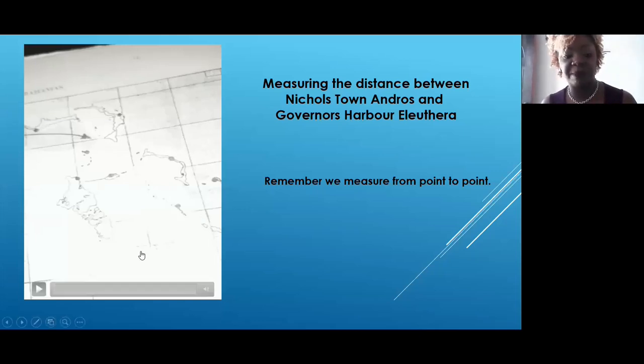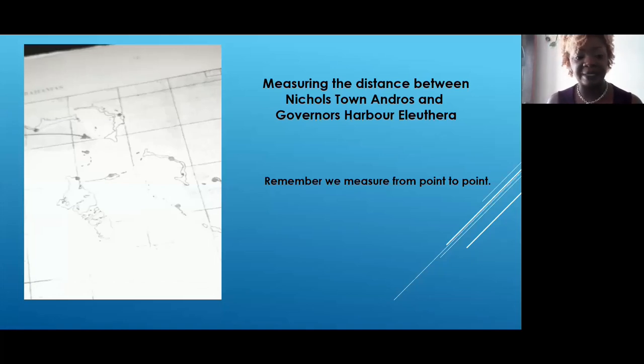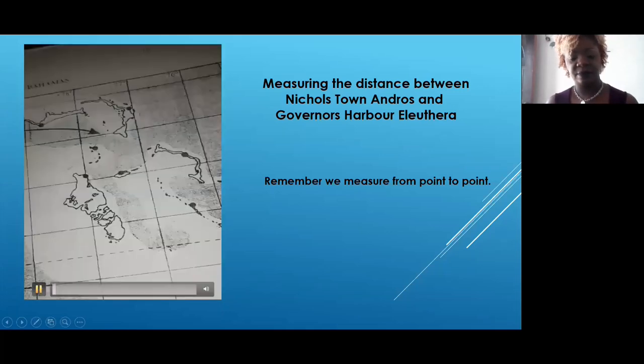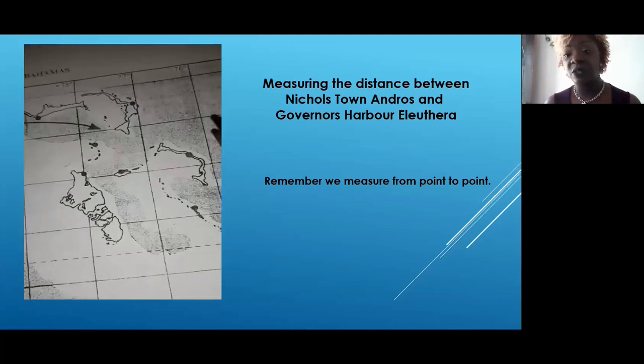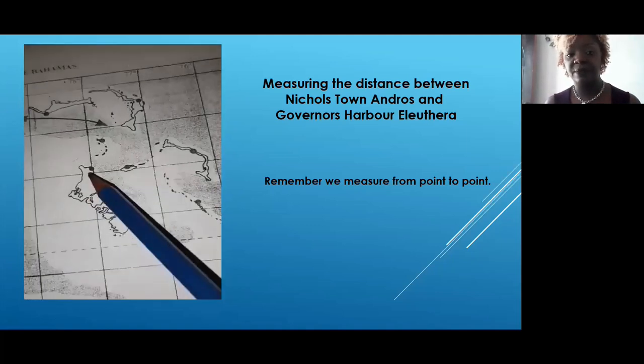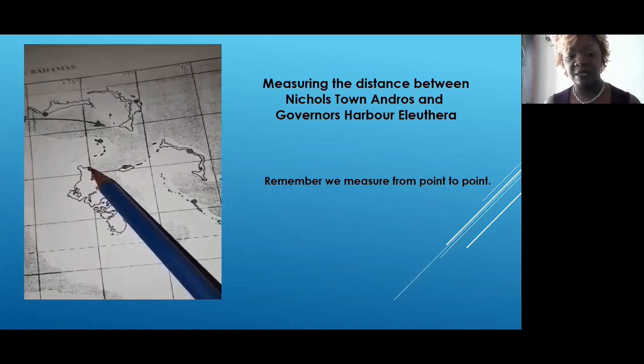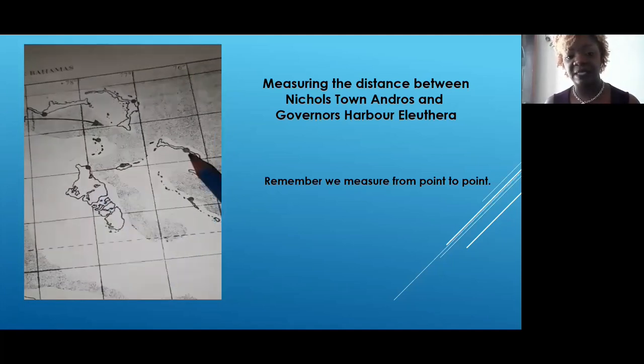All right, so when we are measuring the distance from one point to the next, there are some key things we need to remember. Let's see if we could watch this short little clip that will help us or give us some guidance, all right? Notice it's going from point to point. That's Nicholstown. Awesome.